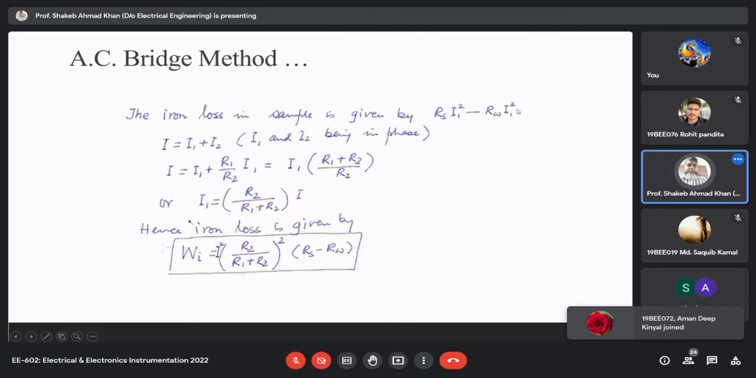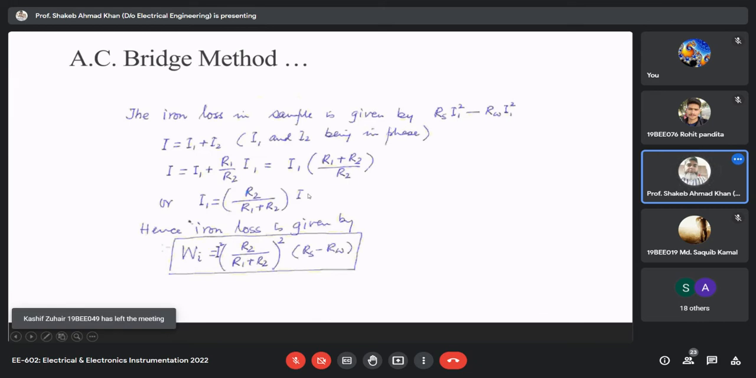Here, this is the formula. Basically, this is the formula for the iron loss, because one of the bridge branch currents is transformed into the total current, since it is easy to measure the total current. Branch current is difficult to measure, so that reading we can very easily have.